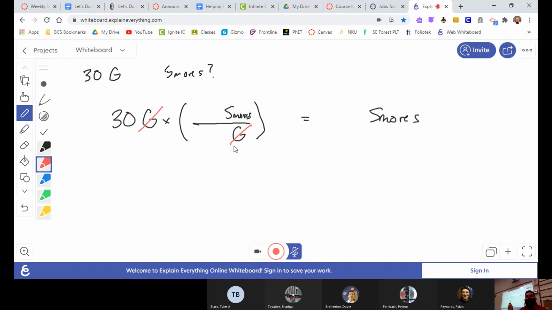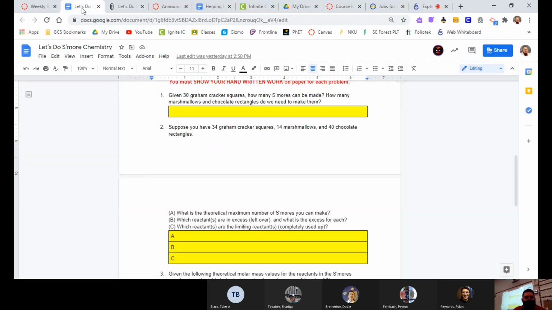Right? So what is the ratio? How many graham crackers are in 1 s'more? 2. So the ratio is 1 s'more has 2 graham crackers. Again, I hope I'm not blowing your mind here, but one s'more has 2 graham crackers. That's the ratio. And so how many s'mores can I make? 15, right? I can make 15 s'mores. There's some other questions here.